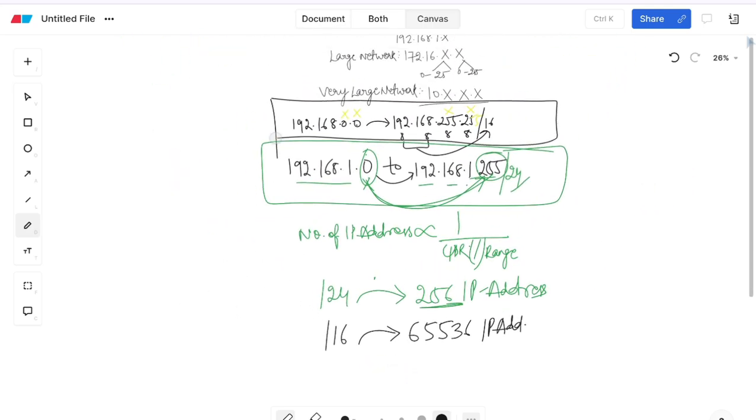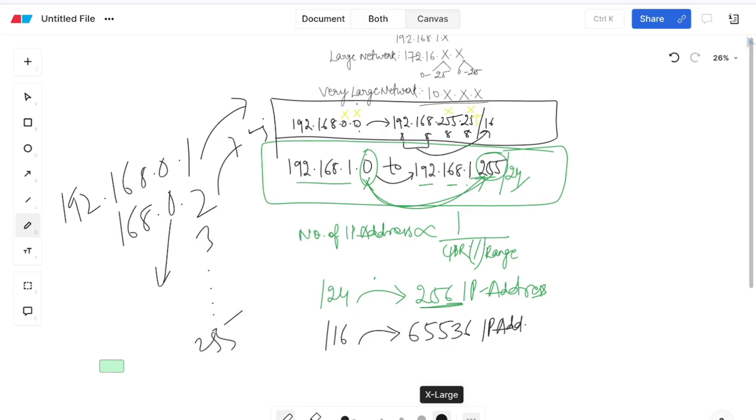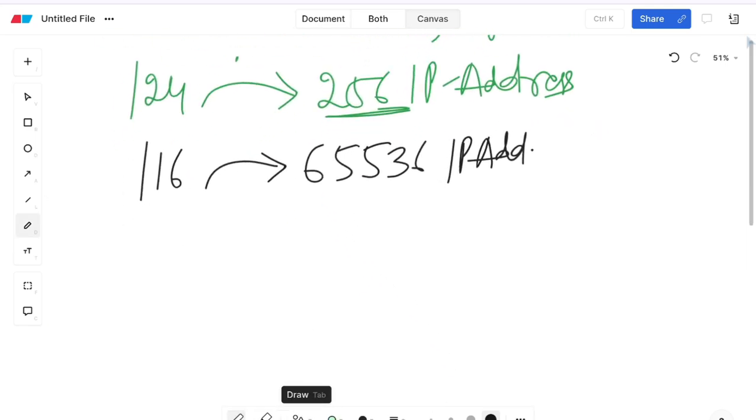Okay, let's see the /16 case. Yes, because the value will change from 0 to 255 here. Okay, then it will be going like 192.168.0.1 to 255, this one. And then it will be 168.0.0.2 to 255, then 3, similarly it will go till 255, then this value will change. So it will have so many variants, so many numbers here. Okay, so it will have 65,536 IP addresses.